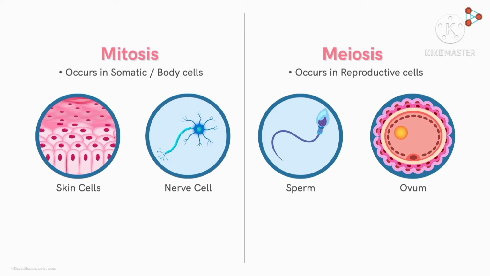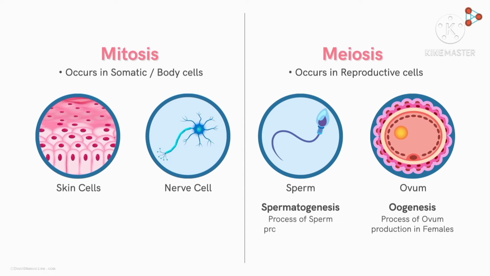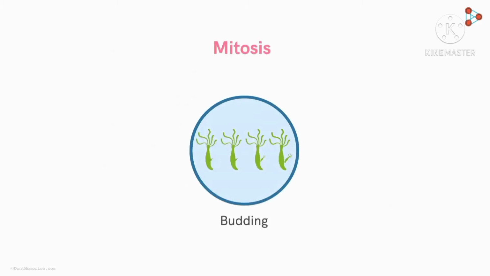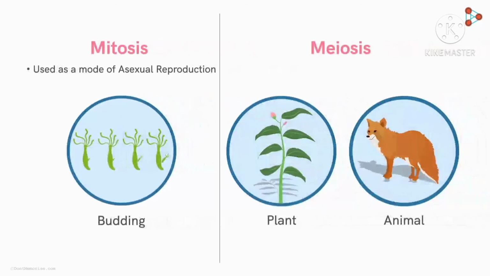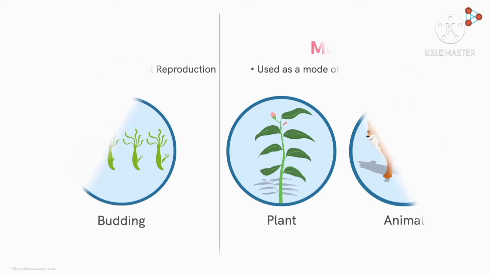Yes, due to the different cells produced as an end result, meiosis is also referred to as oogenesis, that is the process of ovum production in females, and spermatogenesis, that is the sperm production process in males. Another major difference is that mitosis is used as a mode of asexual reproduction in lower organisms, while meiosis helps in forming gametes for sexual reproduction.